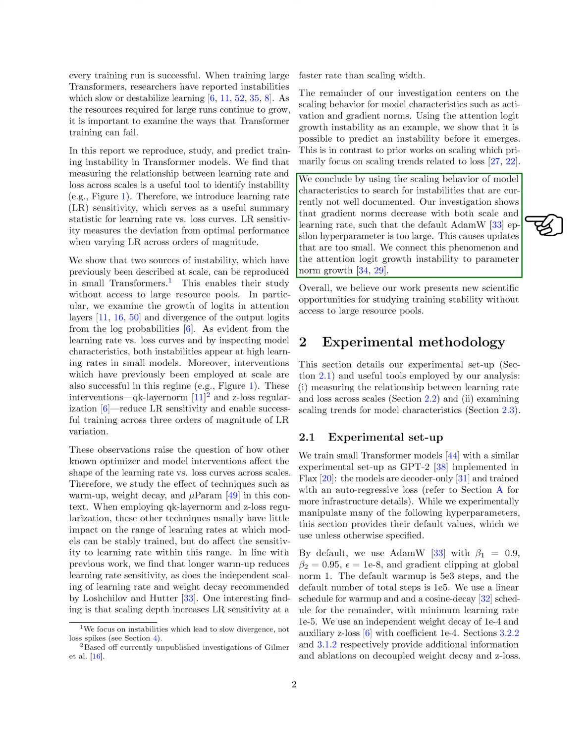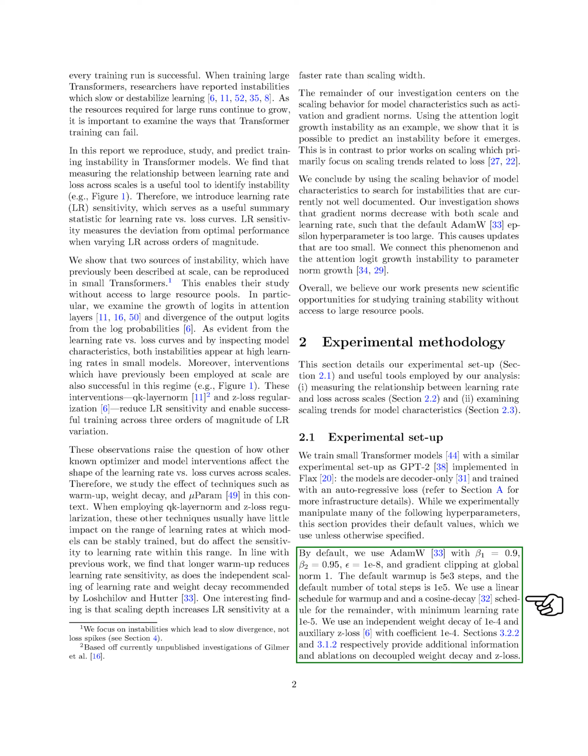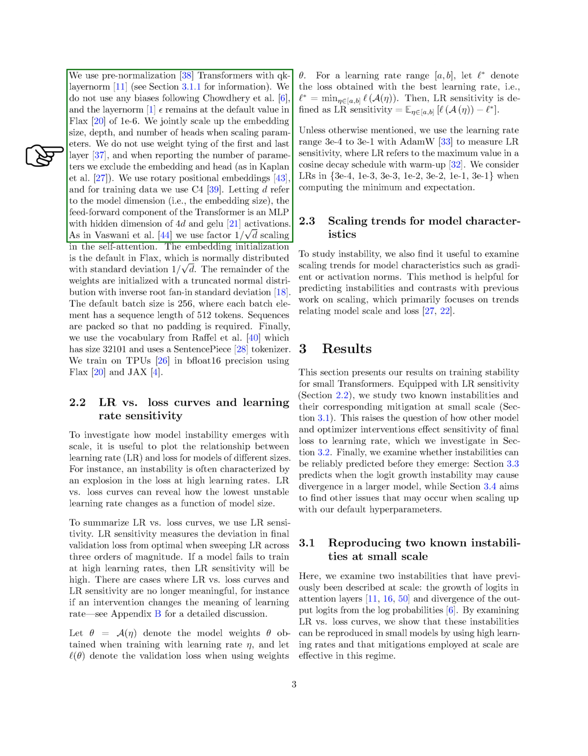In terms of our experimental methodology, we've been training small transformer models using a similar setup to GPT-2. We've been using AdamW with specific default values for beta_1, beta_2, epsilon, and gradient clipping. We've also been using a linear schedule for warm-up and a cosine decay schedule for the remainder, with a minimum learning rate. We've been using pre-normalization transformers with QK layer norm and no biases. We've been scaling up the embedding size, depth, and number of heads when scaling parameters. We've been using rotary positional embeddings and training data from C4.